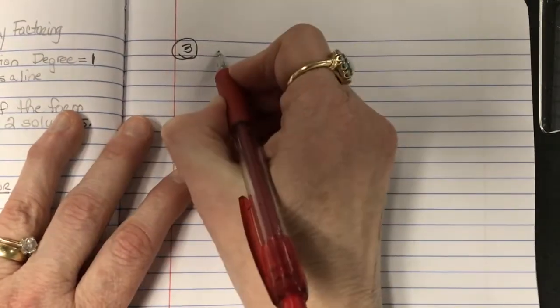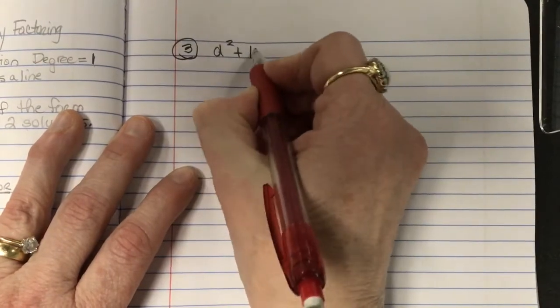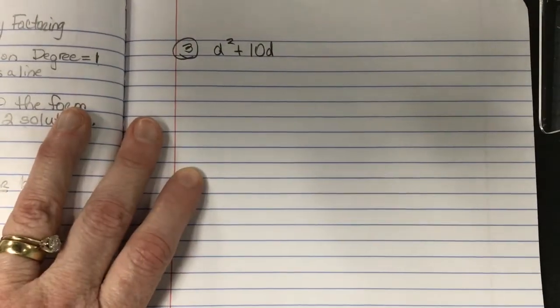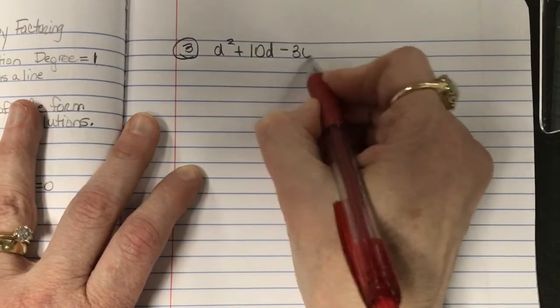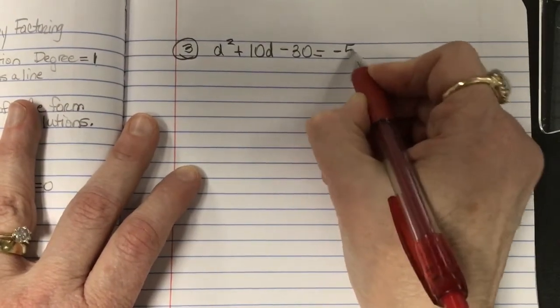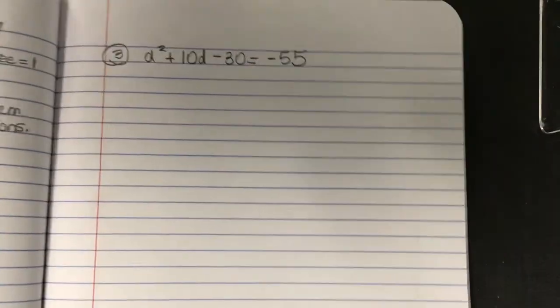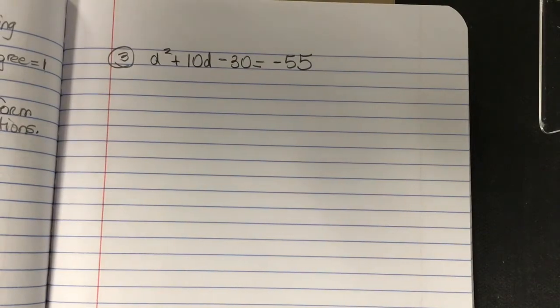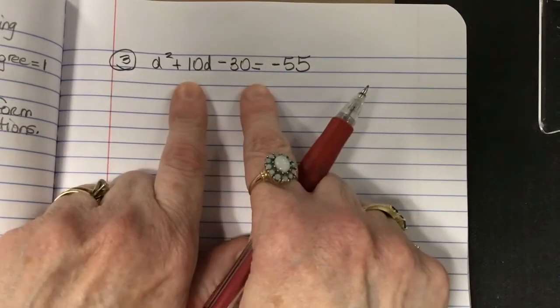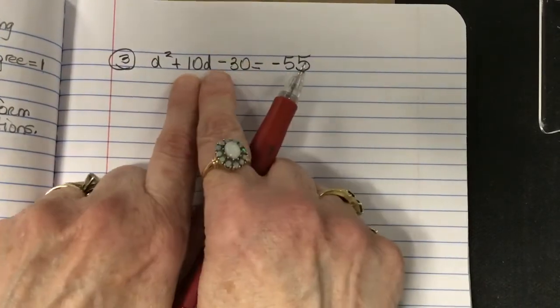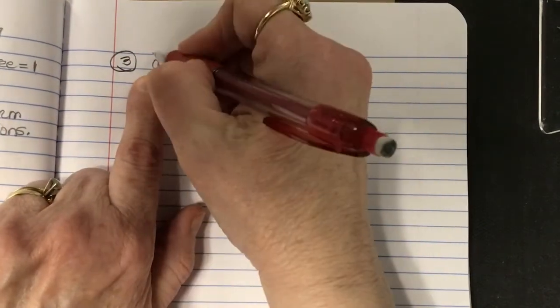I'm going to kind of do two things in one, and this should be enough for your notes to be able to do the classwork. D squared plus 10D minus 30 equals negative 55. Now, the last few of your classwork are not going to have everything on one side. You may have to move a D, you may have to move a squared.